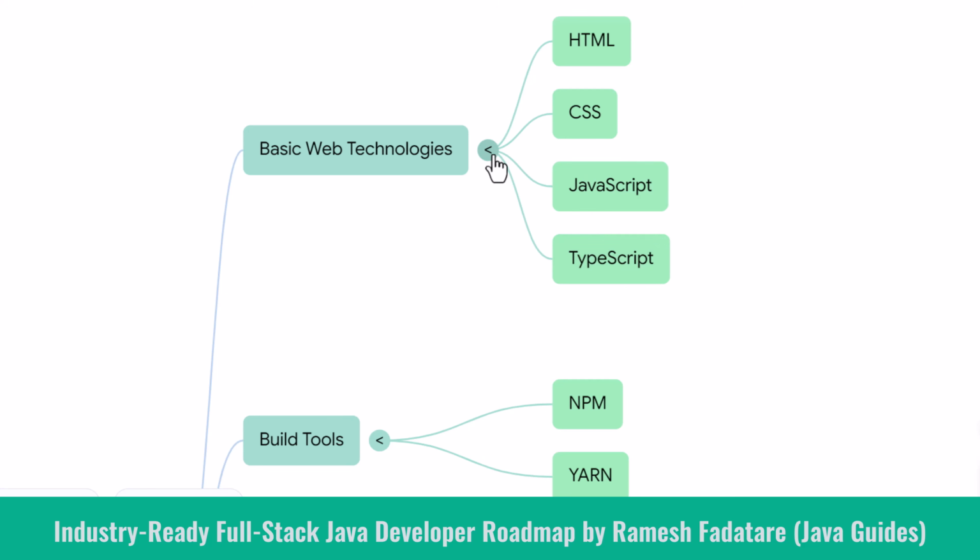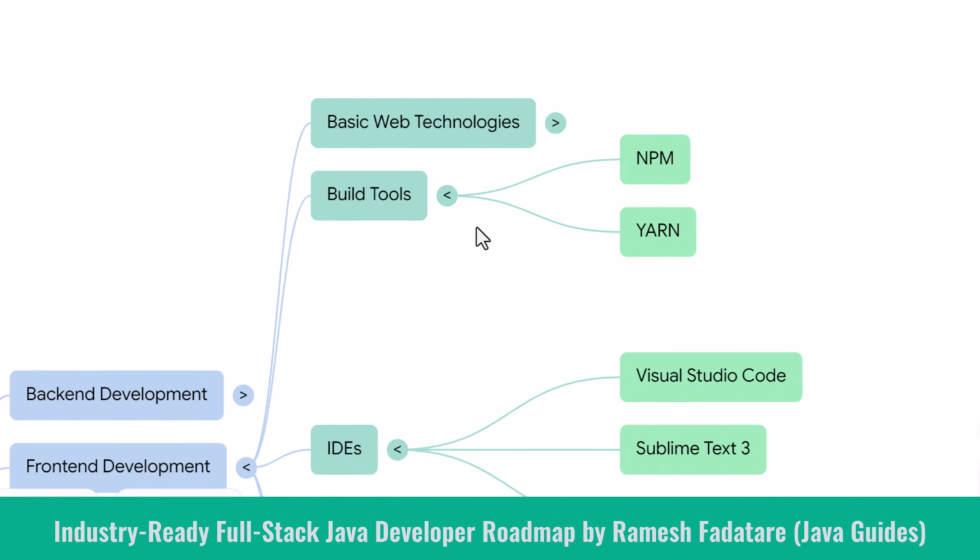Next, you work with package managers and build tools such as NPM and Yarn. These tools help you install libraries, manage dependencies, run scripts, and build optimized production bundles. They make modern front-end development smoother and faster.